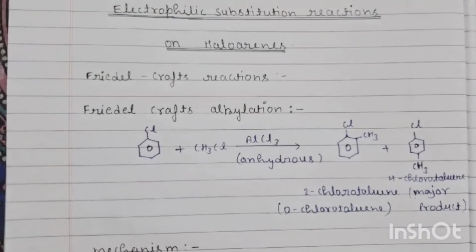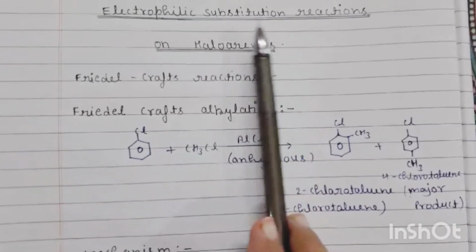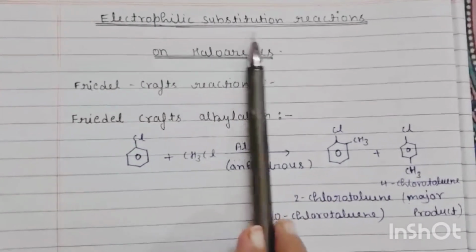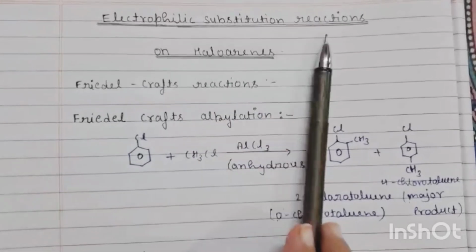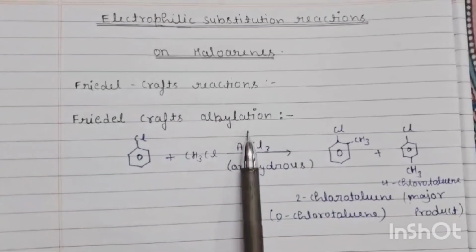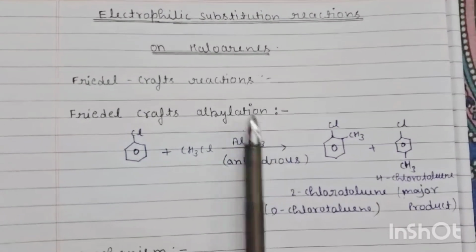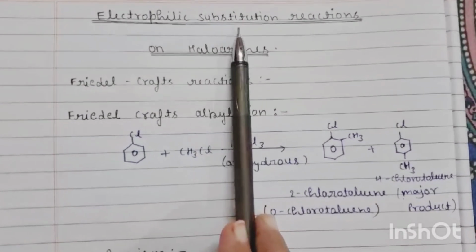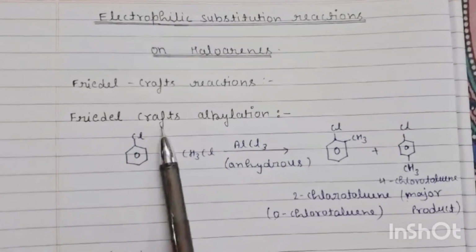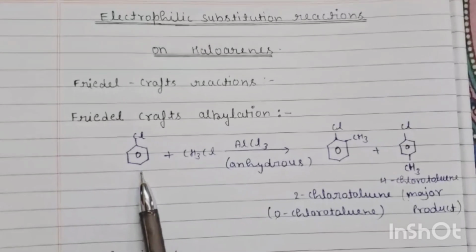Hello students, today I am going to discuss electrophilic substitution reactions. Those reactions in which a new electrophile substitutes an old electrophile are called electrophilic substitution reactions. Both Friedel-Crafts alkylation and Friedel-Crafts acylation come under electrophilic substitution reactions. So in this video I am going to discuss Friedel-Crafts alkylation of haloarenes.